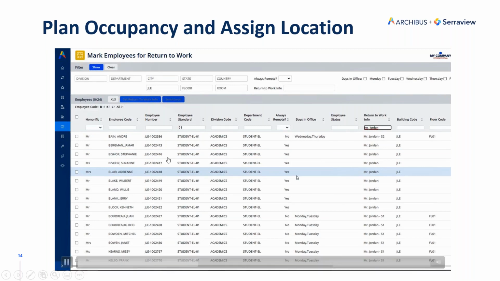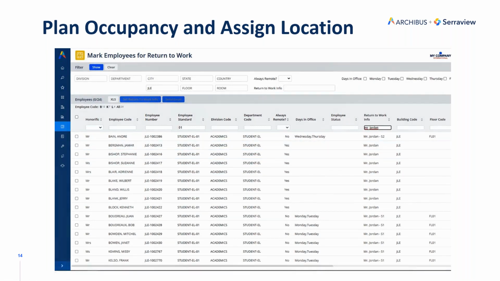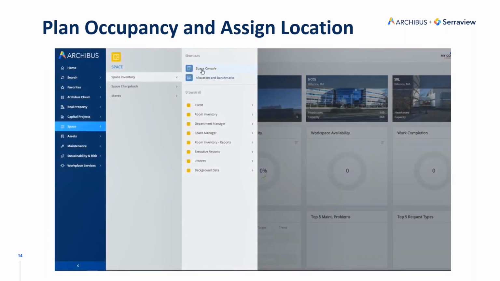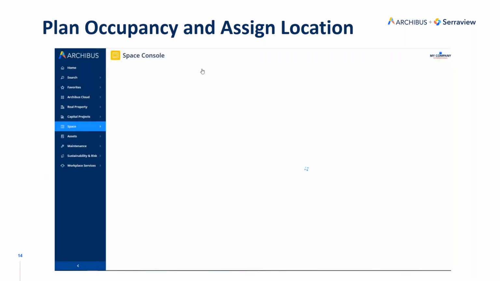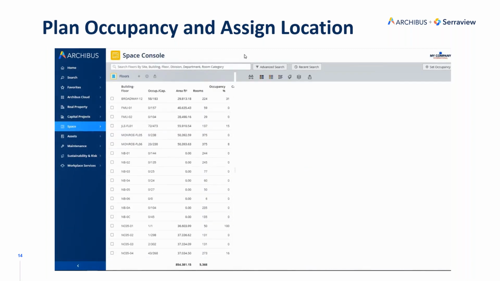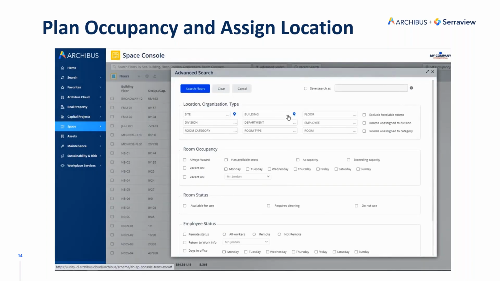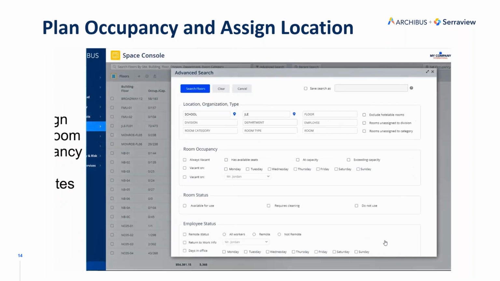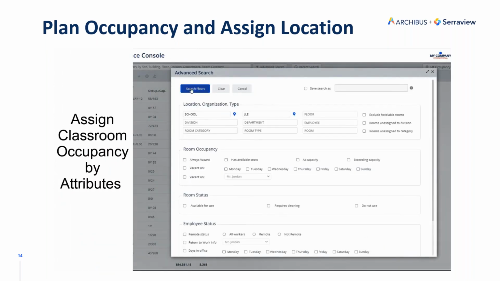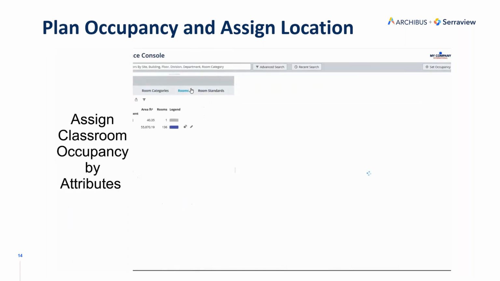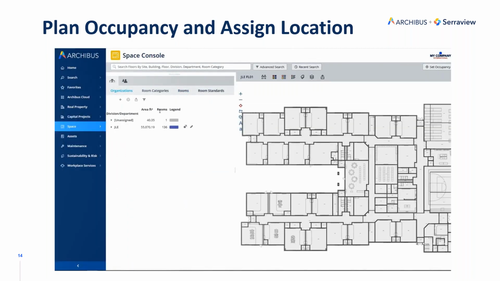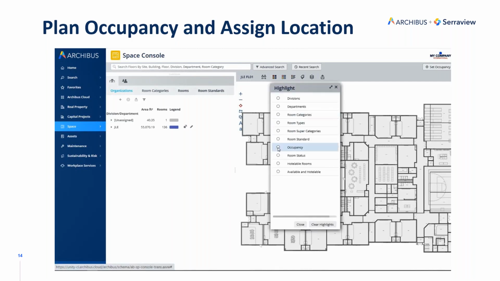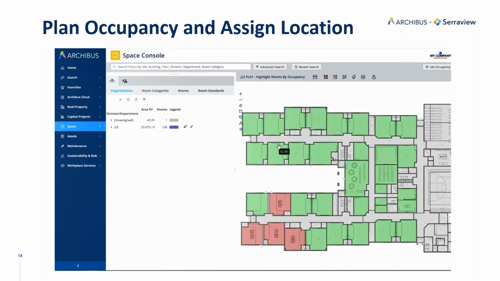Now, once I have this, the next phase is relatively simple, and that follows Archibus's tradition, which is assigning those individuals to space. So I'm going to go back to the Space Console. I'm going to find the John Lewis Elementary School that we have here, find that specific floor plan, and filter it in the right ways that will help us assign those individuals into space.